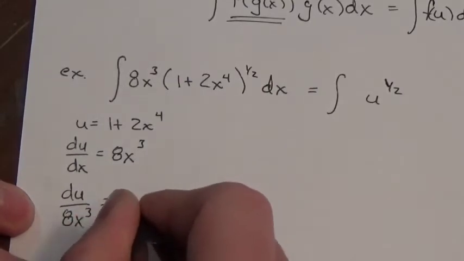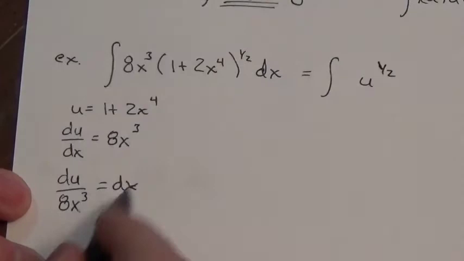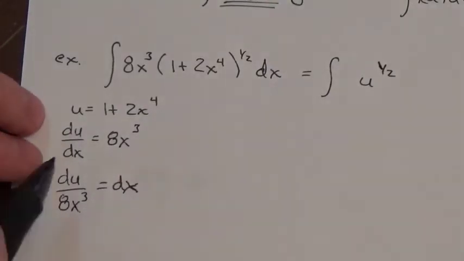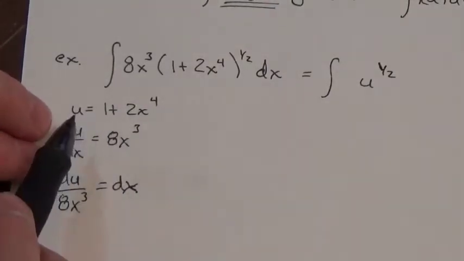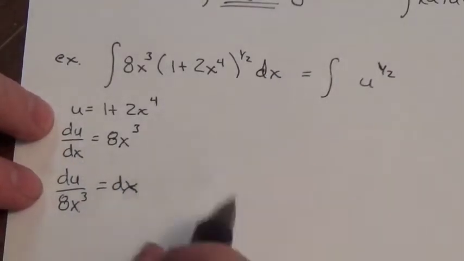Now, in my mind, that simplifies the problem a little bit when I solve for dx here. But I actually can do that. I take the derivative of u with respect to x, and then I'm going to solve for dx so that I can make a substitution.